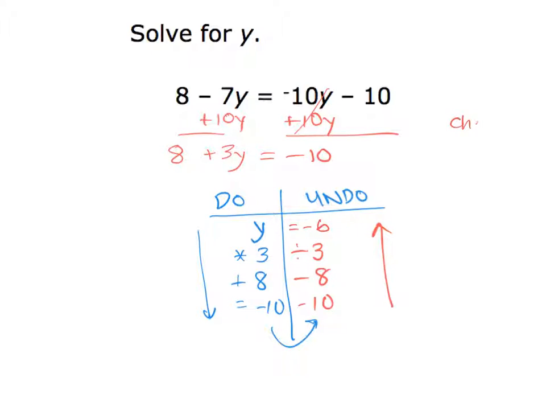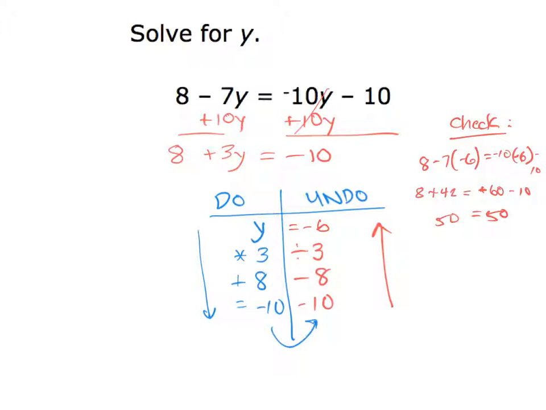So if we do the check step over on the side here, hope I have enough room. Is it true that 8 minus 7 times negative 6 is the same as negative 10 times negative 6 minus 10? Ooh, a little short under there. All right, so 8 plus 42, because negative 7 times negative 6 is 42. That's 50. And this is negative 60. Sorry, positive 60, because that's negative times negative.